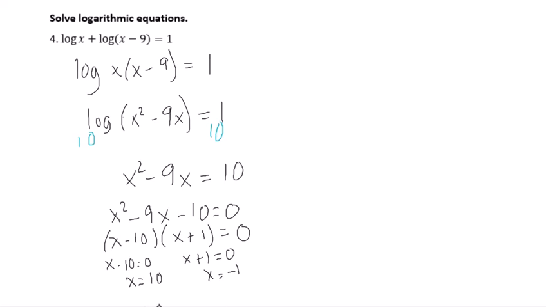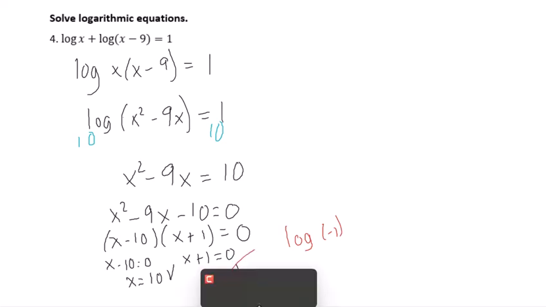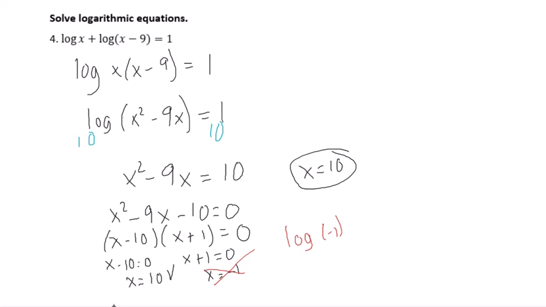Plug in 10: 10, 10 minus 9, that's a good solution. If you plug in negative 1, in that first one, you will end up with a negative. You get log of negative 1 in that first term. So this is an extraneous solution that we do not count at all. So x equals 10 is the only solution. All right, let's look at another example.